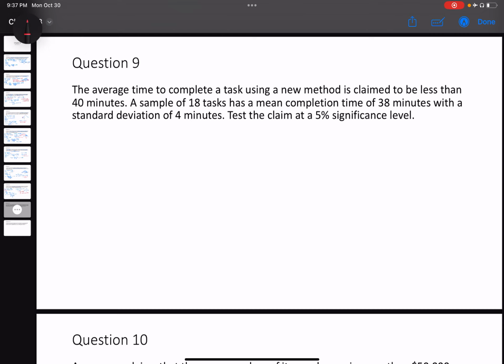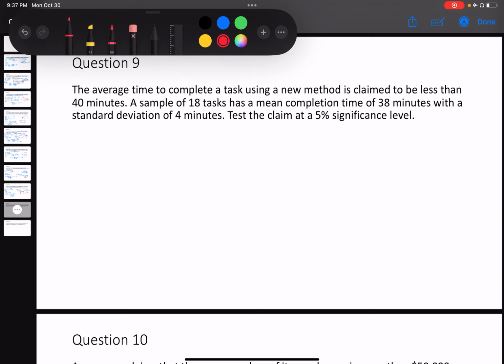Question 9. The average time to complete a task using a new method is claimed to be less than 40 minutes. A sample of 18 tasks has a mean completion time of 38 minutes with a standard deviation of 4 minutes. Test the claim at 5% significance level.